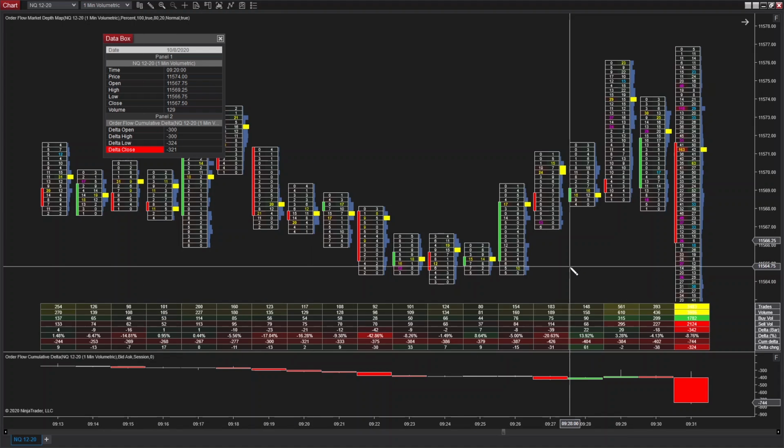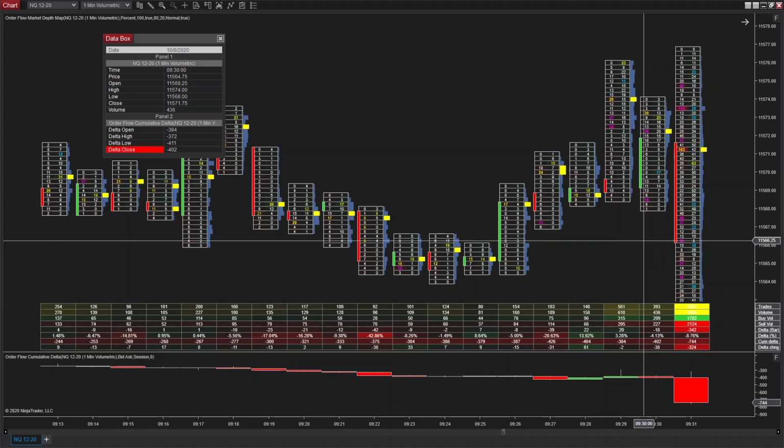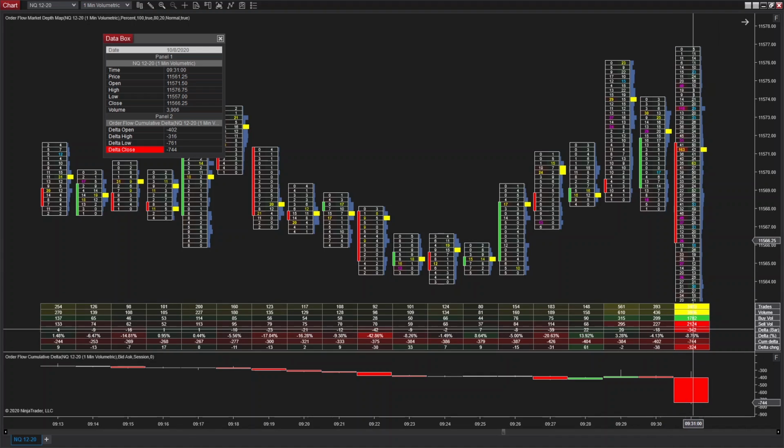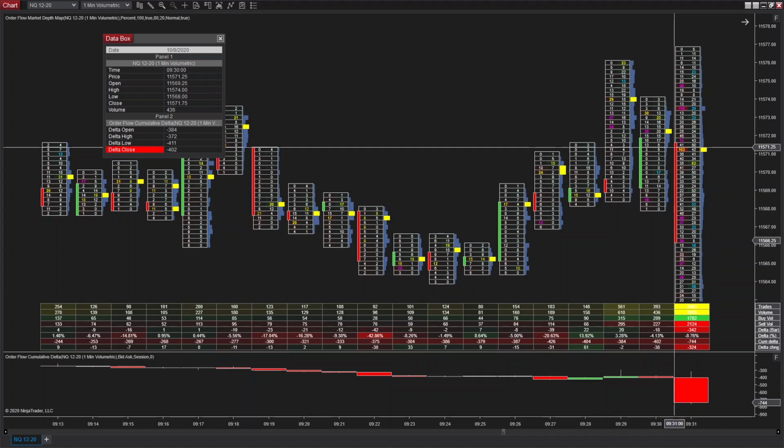Sorry guys, I want to try to highlight these areas here. Oh, that's not going to work. Okay, I can't draw over this. It's like some sort of overlay. So I can't draw on this, but I wanted to point out that we have a confirmation to the downside on the orders, sell orders coming through.